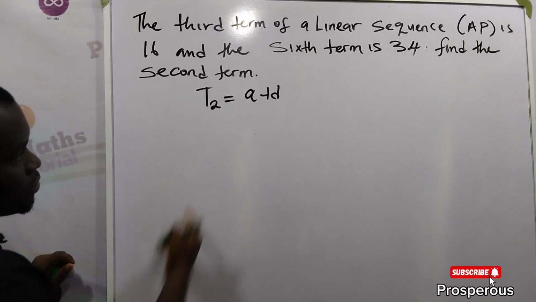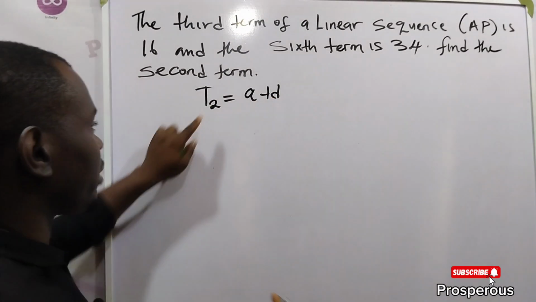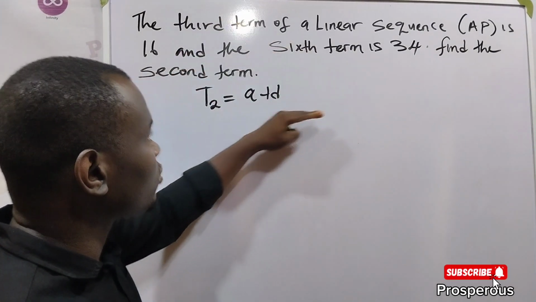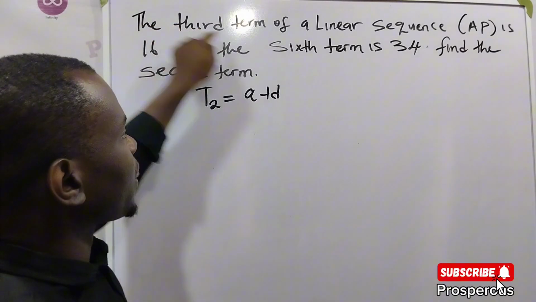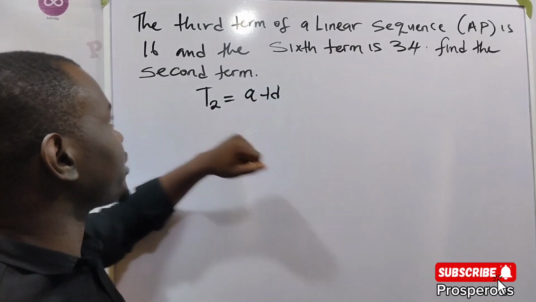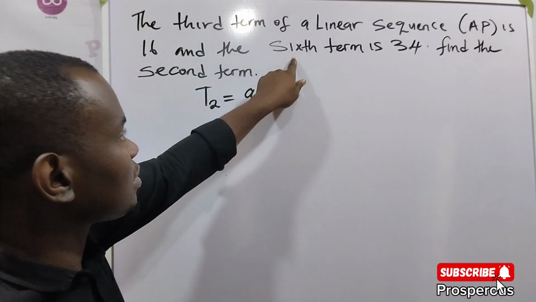To solve for the second term of the arithmetic progression, T2, we simply add the common difference to the first term. Now, the issue is that we don't have the first term, we do not have the common difference. So from the third term and the sixth term, we'll be able to get the first term and the common difference. So let's make an equation from the third and the sixth term.